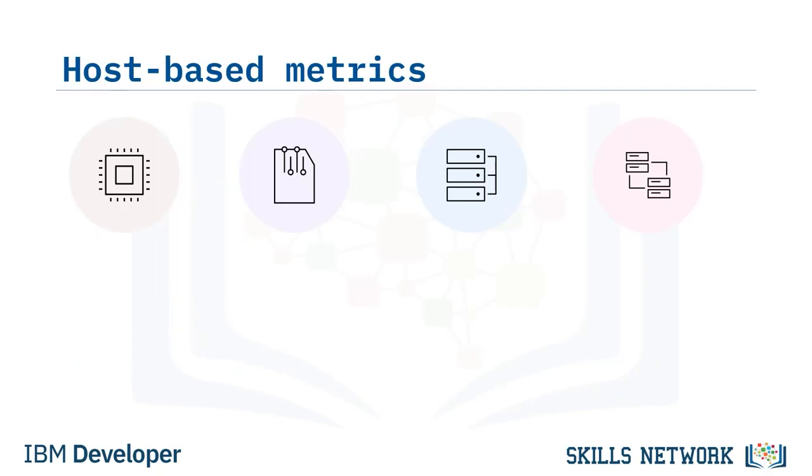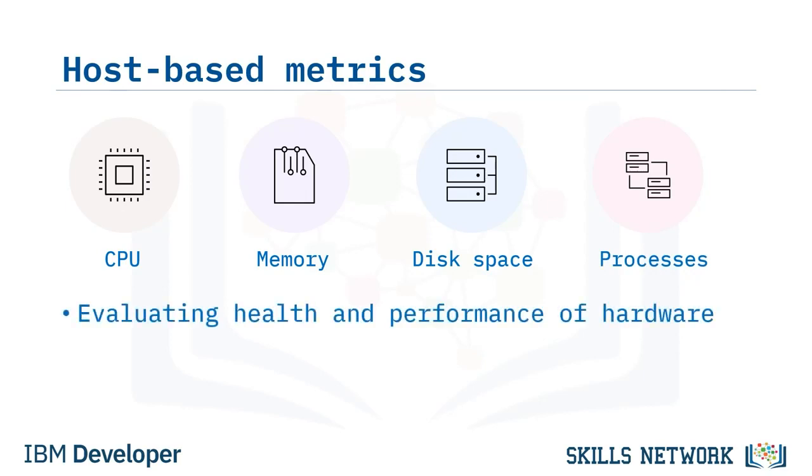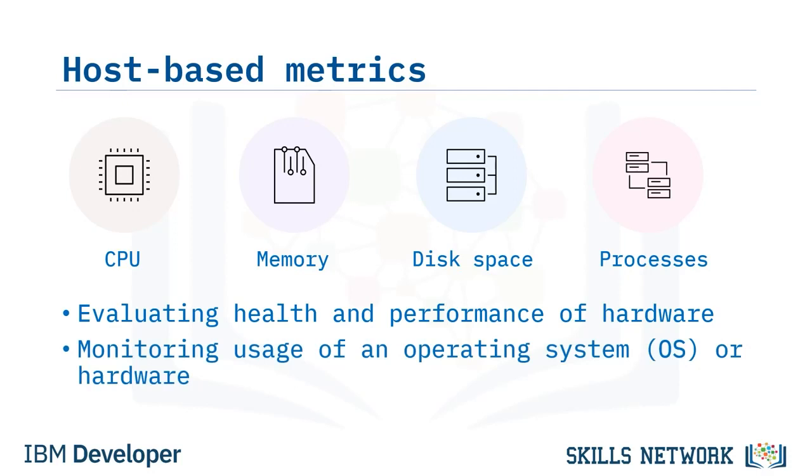Host-based metrics measure CPU, memory, disk space, and processes. Indicators are anything involved in evaluating the health and performance of an individual machine, disregarding for the moment its application stacks and services. Host-based metrics are mainly comprised of usage or performance of the operating system or hardware.